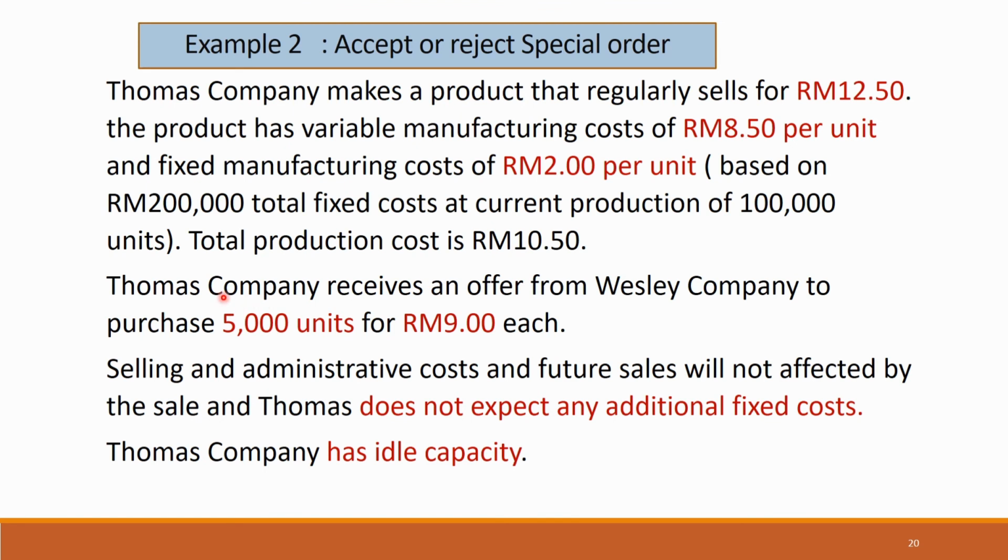Thomas Company received an offer from Wesley Company to purchase 5,000 units for RM9 each. Selling and administrative costs and future sales will not be affected by the sale, and Thomas does not expect any additional fixed costs. Thomas Company has idle capacity. It means that the company still has the time and is able to produce 5,000 units because the company has idle capacity.